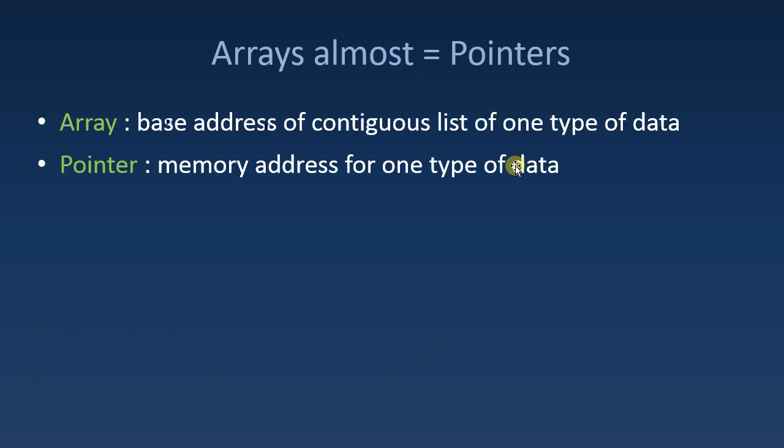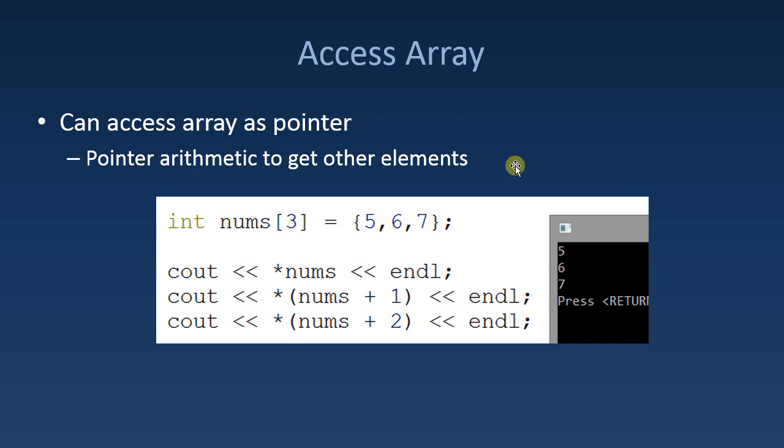This is all interesting and useful stuff to know, but the real important point is arrays and pointers are very closely related. An array is a base address of a contiguous chunk of memory. A pointer is a memory address for one particular type of data. So all that's different is the array has this notion of multiple elements, but we can simulate that with pointers by just adding to the pointer. You can go back and forth.